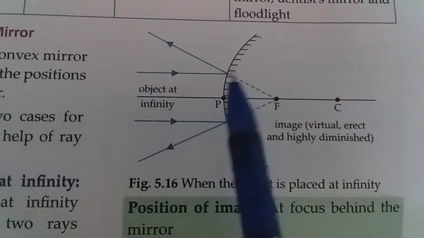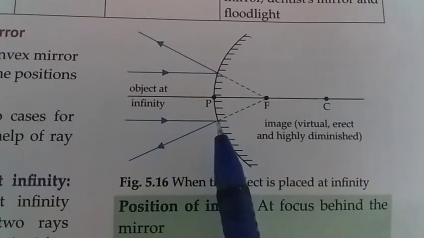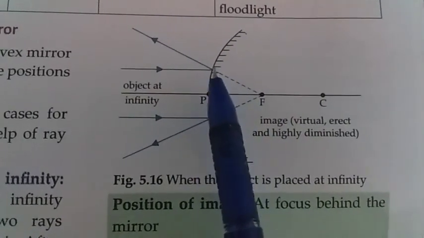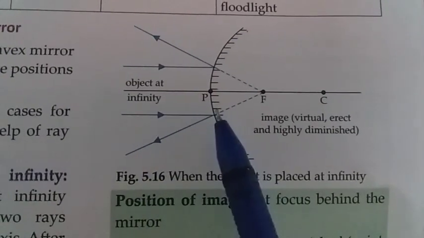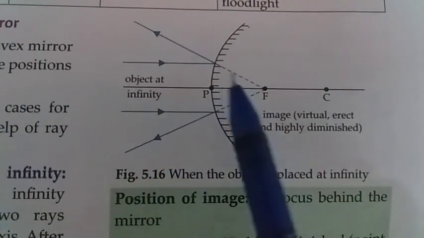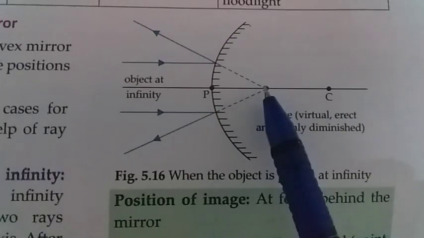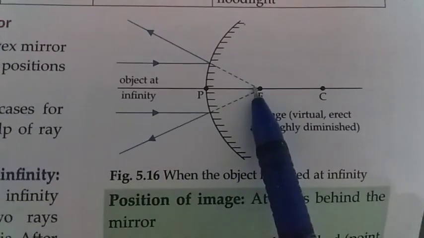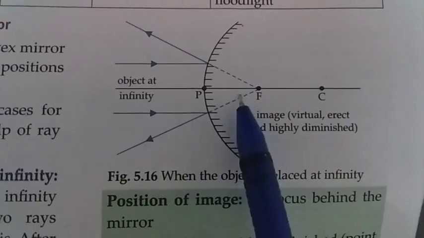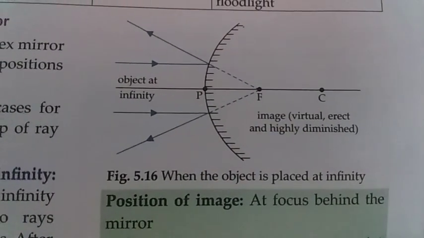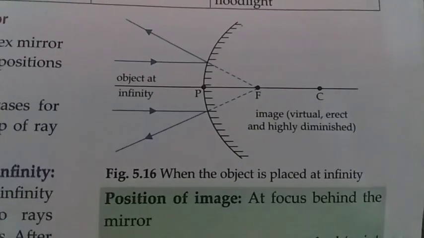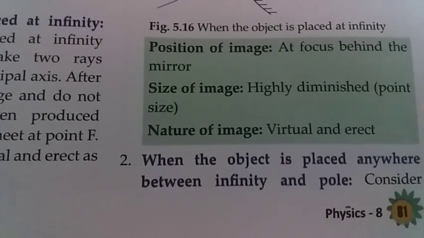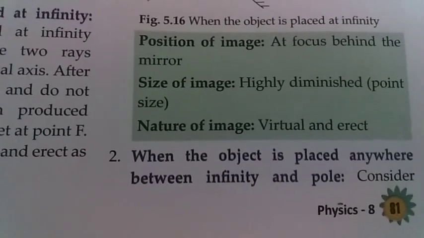Here we only consider two rays. They are coming parallel to the principal axis. Now after reflection they diverge. Both diverge. When they are produced backwards, they meet at a point F. So the image formed is erect, virtual and highly diminished. Very small, highly diminished. Now the second case is when the object is placed anywhere between infinity and pole.